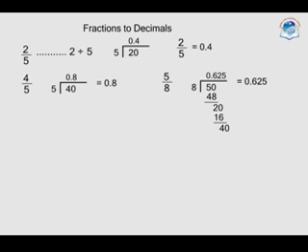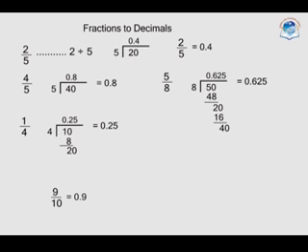If you follow the same process, 1 over 4 will give us 0.25. For fractions with denominators as multiples of 10, we simply move the decimal to the left. 9 over 10 is 0.9. 7 over 100 is 0.07.